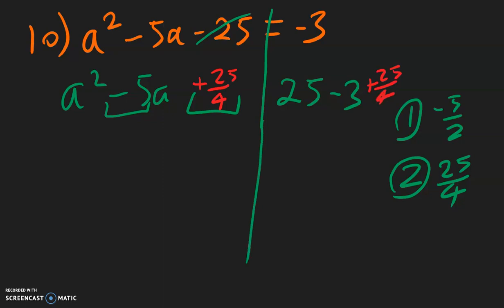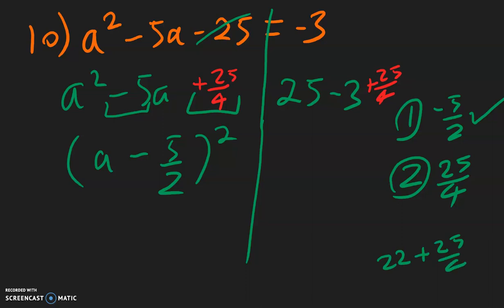And now, factoring the perfect square trinomial on the left side, we get a minus 5 over 2, which we got from step 1. On the right side, 25 minus 3 is going to be a 22, so we have a 22 plus 25 over 4. Now to add this 22 to a fraction, we need to multiply the bottom, 22 times 4, which is 88, and then add the top, plus 25, which is going to be 113. So we have 113 all over 4.